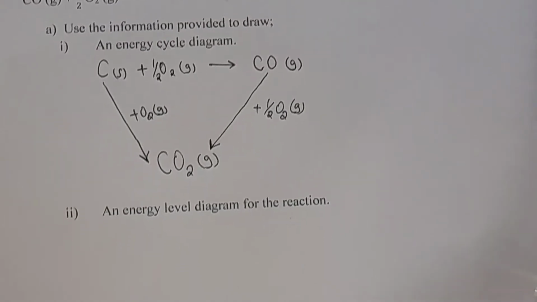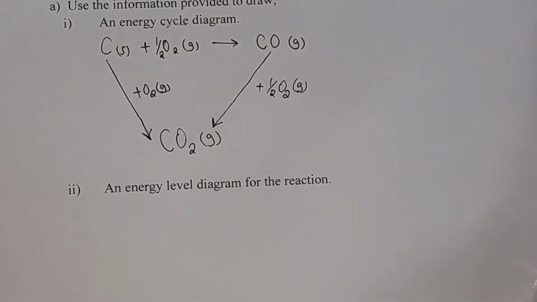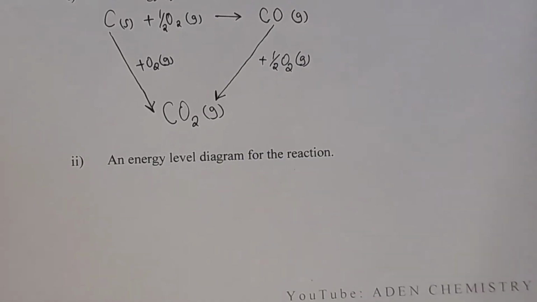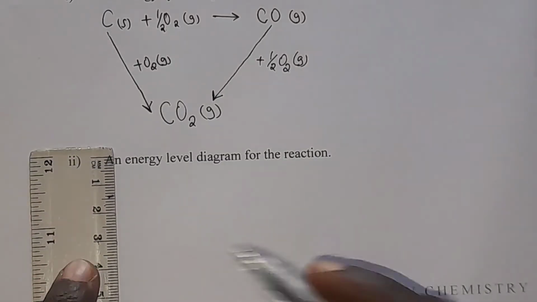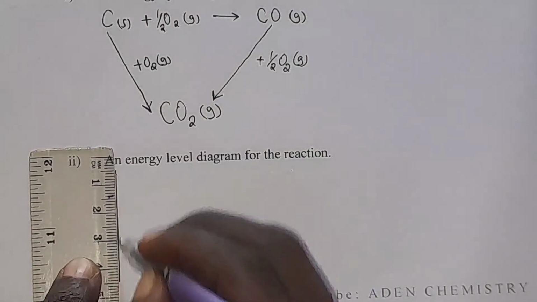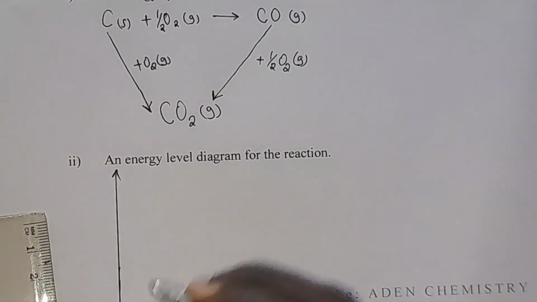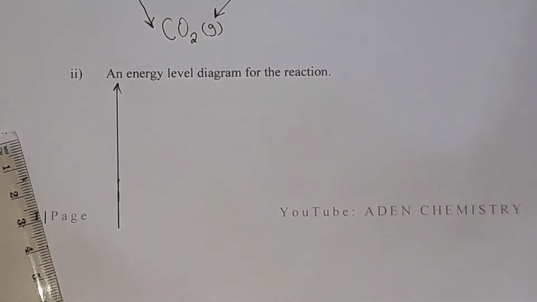Then part B of part A, we are told to draw an energy level diagram. We have drawn energy level diagrams before for endothermic and exothermic reactions. First of all, we are supposed to draw our axes, that means the y-axis and the x-axis. So we are having our axes.